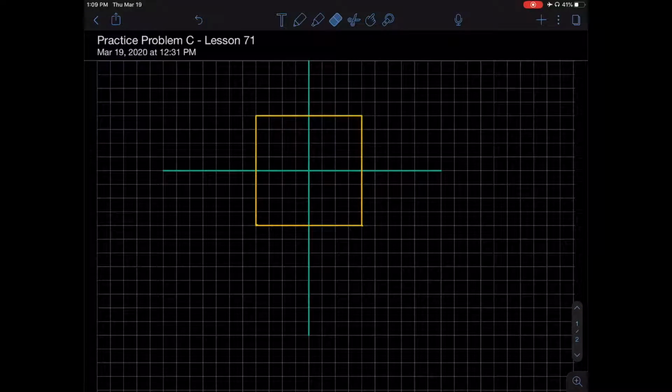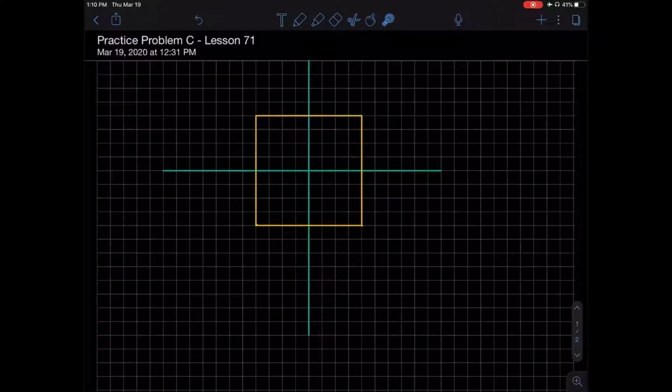Practice problem C from lesson 71 states that if the original square in example 3 were dilated 150%, then by what percent would the perimeter increase and by what percent would the area increase? So I've already drawn the original square from example 3, and as you can see, it's 4, 4, negative 4, 4, negative 4, negative 4, and 4, negative 4. So that gives us 8 units here and 8 units here.